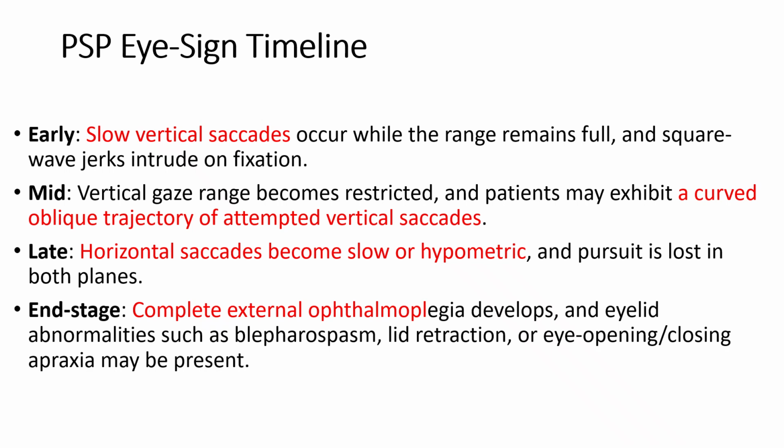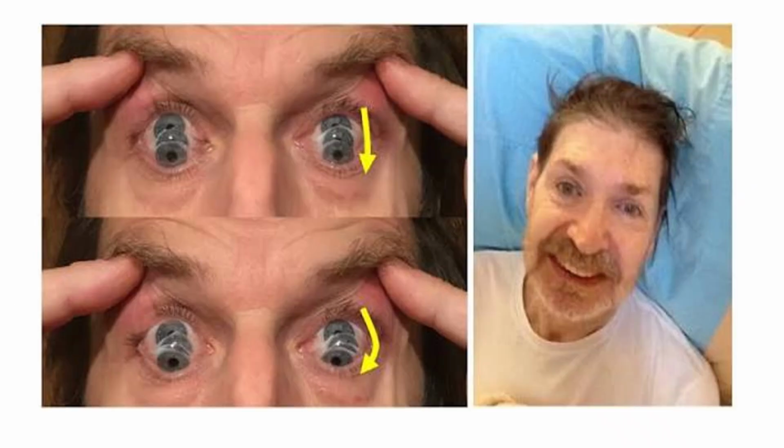Eyelid abnormalities such as blepharospasm, lid retraction, and eye opening and closing apraxia may be present. Here we can see vertical saccades.